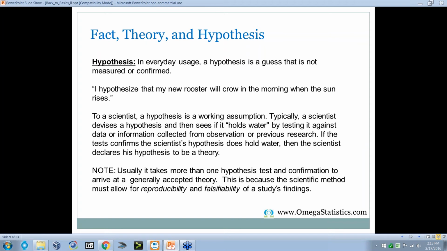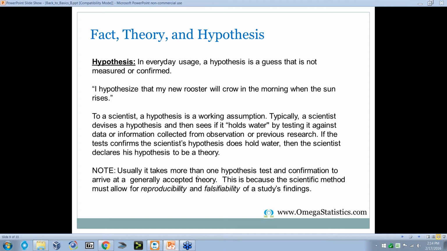But to a scientist, a hypothesis is a working assumption. Typically, a scientist devises their hypothesis and then sees if it holds water by testing it against data or information collected from observation or from previous research. So if the test confirms the hypothesis, it does hold water, then the scientist declares that his hypothesis can be a theory. Maybe he's deriving some theory from that.